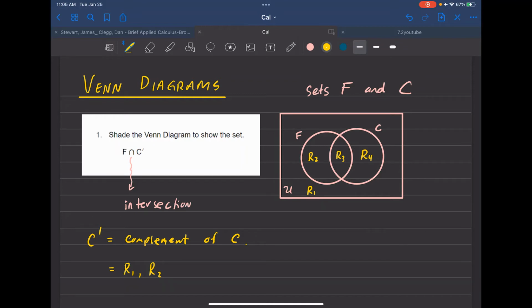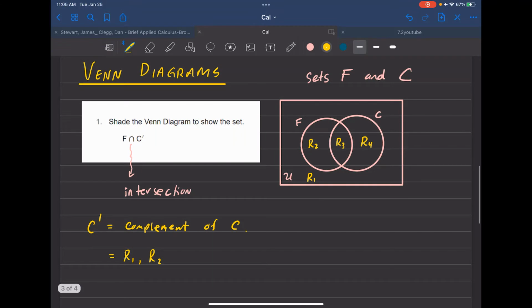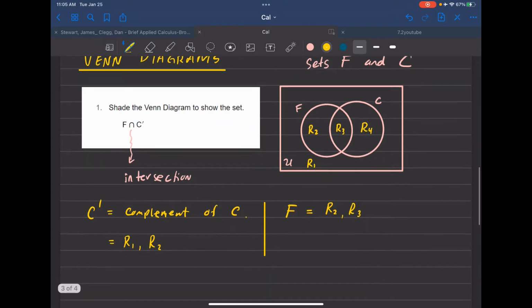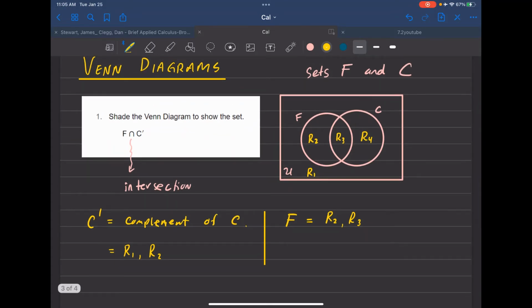Now what about F? Well, F happens to be the region, so let's write that out too. F is all of this. So that's F, which is labeled as R2 and R3. Now let's take their intersection. What do these two sets have in common? Well, the intersection looks like R2. Region 2 is the only intersection.